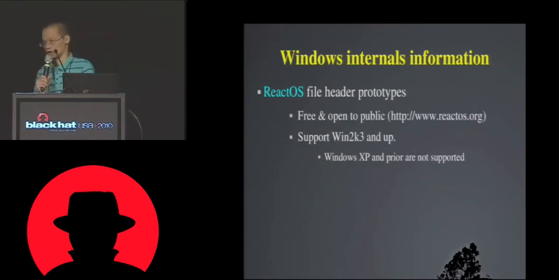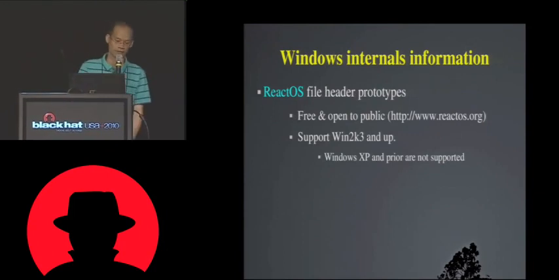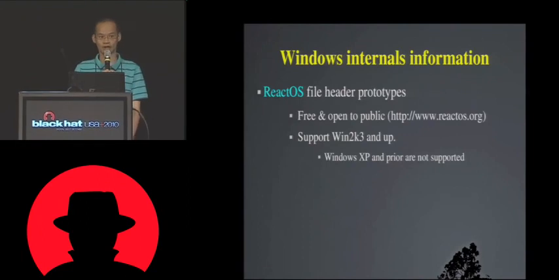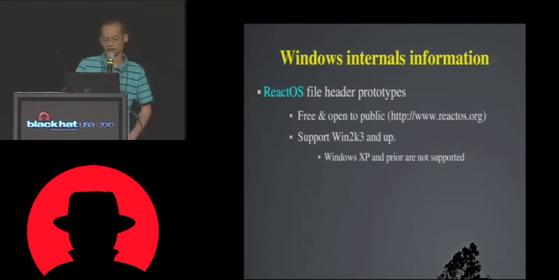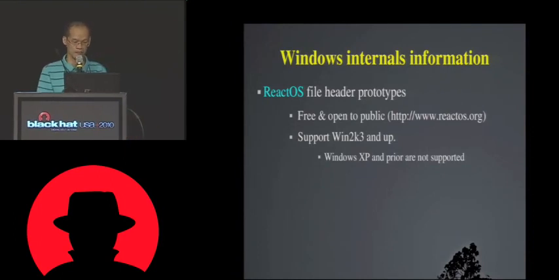For Windows, we have no contact with Microsoft, so we need to rely on public information. One of them is ReactOS. ReactOS is an open source OS which tries to emulate Windows. So the idea is that you can run Windows software without needing to buy the Windows OS. You can run Windows software on ReactOS. ReactOS is free and open source. It supports Windows 2003 and up. Windows XP and prior versions are not supported.